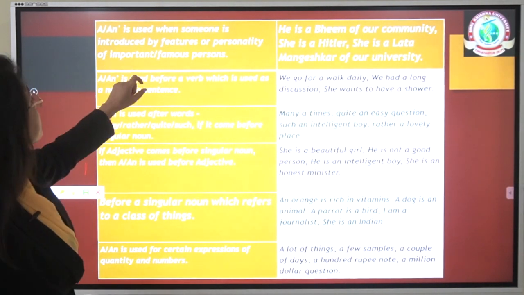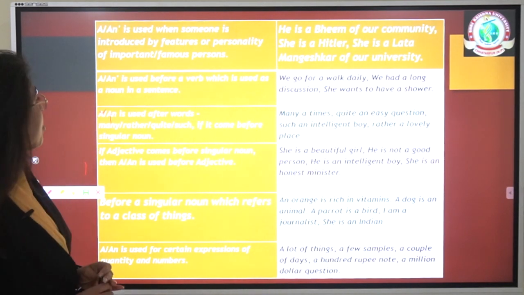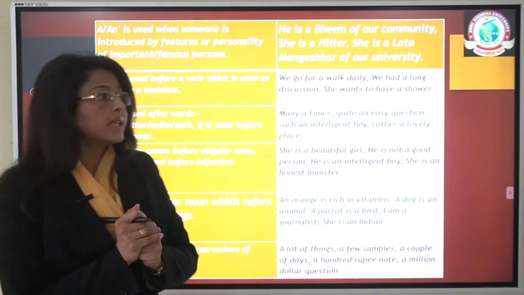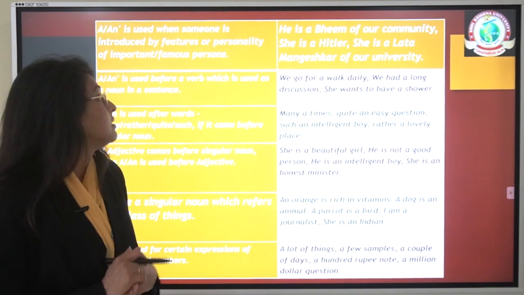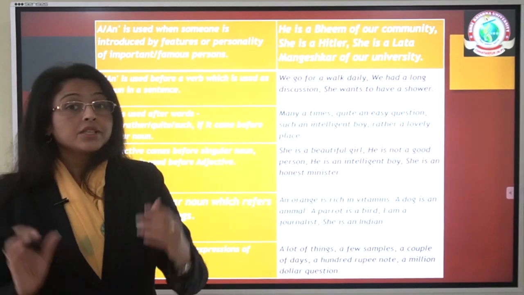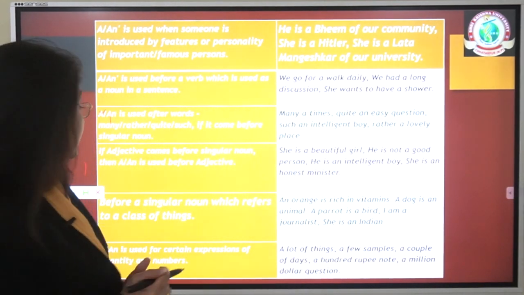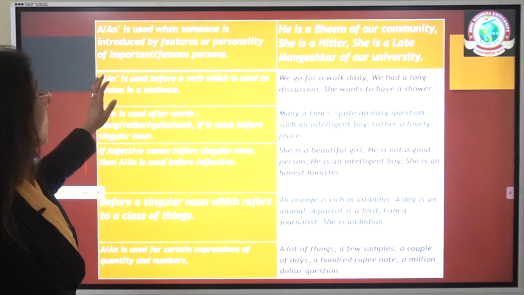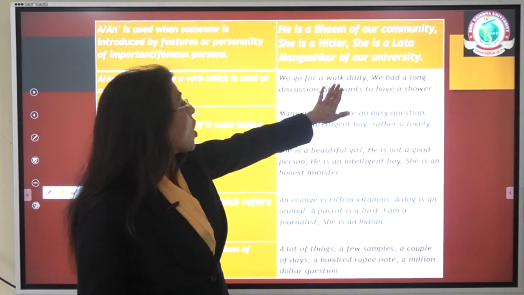Now, A and AN are used when someone is introduced by the feature or personality of important or famous people. The best example is a comparison. If you say the infrastructure in our town is like a Taj Mahal, or he is the beam of our community, we are comparing here. The person is not the original person, but there is a comparison, where we have to use the article. Coming on to the next example, an article is used before a verb used as a noun. Here, we go for a walk daily.